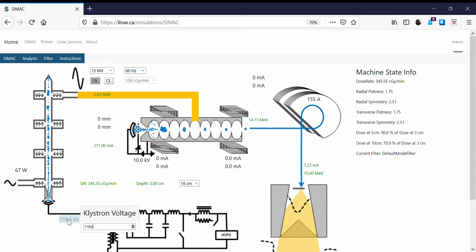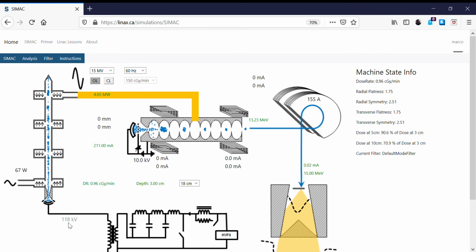So I'm going to drop this now from 125 kilovolts down to 118. When we do this, we're going to watch what's happening to our dose rate. It's going to go from 345 down to 0.96 centigray per minute. So basically a very small dose rate, and that's because we have a very low target current, and that's because we have a very low RF power coming from the klystron, which is only producing 13.23 MeV electrons, whereas the bending magnet is letting 15 MeV electrons go through.